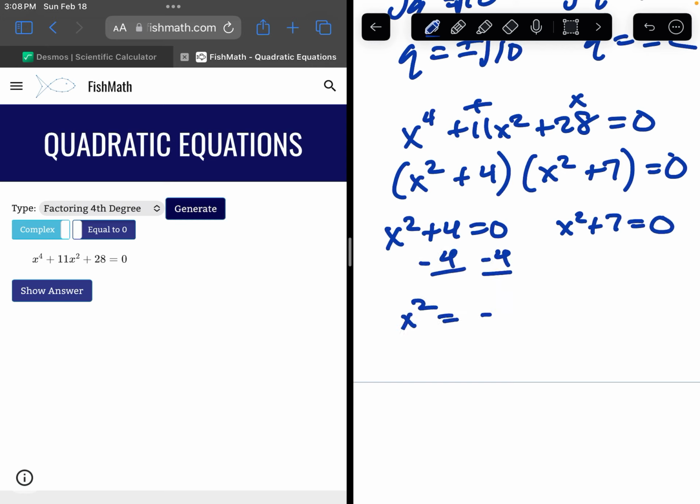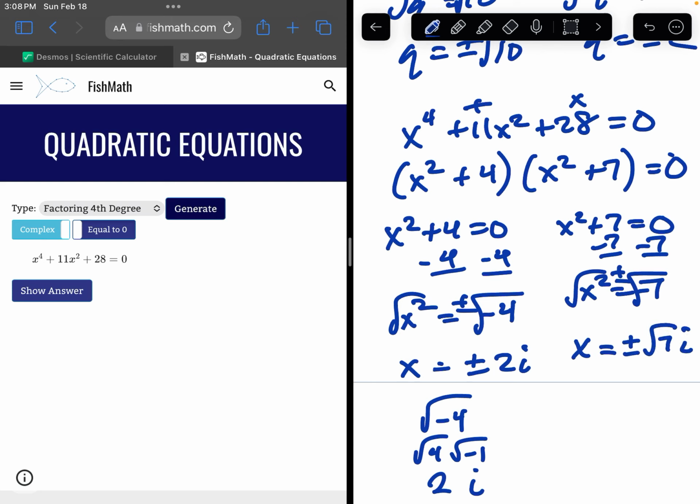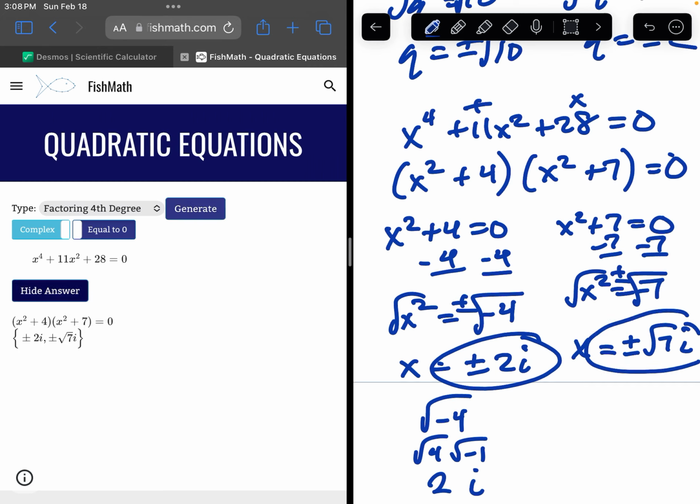Solving this would be x squared equals -4, square root both sides, plus or minus. This gives you plus or minus 2i, because it's the square root of a negative, so that gives you the i, because square root of -4 is the square root of 4 times square root of -1, and square root of -1 is the i. So there's your 2i. Similarly here, this would be x squared equals -7, square root, plus or minus. This would be x equals plus or minus the square root of 7 i. So there are our 4 answers, 2 there, 2 there. As you can see, that matches.